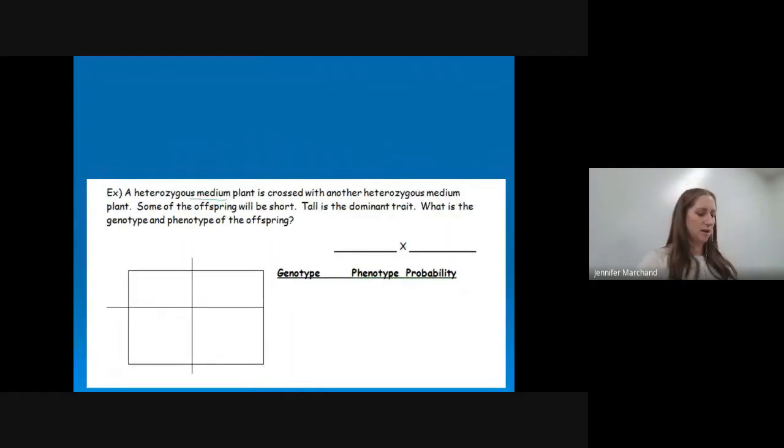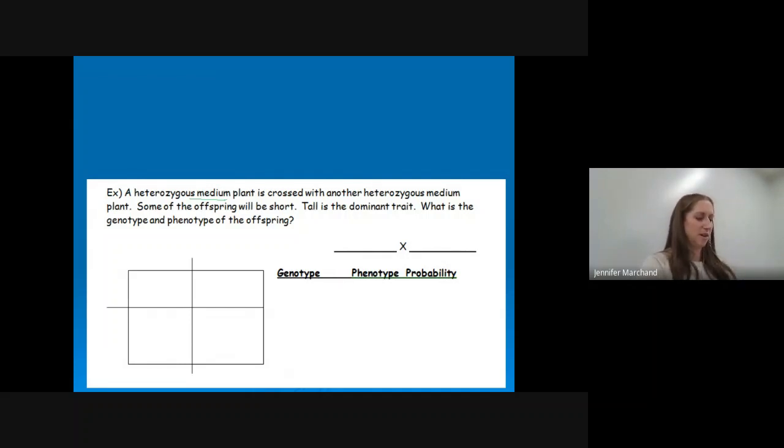Okay, so now we're going back to the sizing of plants. And again, we're talking about tall being the dominant trait. And we're talking about medium plants here, and another medium plant, okay? So this is going to be heterozygous plants. We're talking about height now and also incomplete dominance.